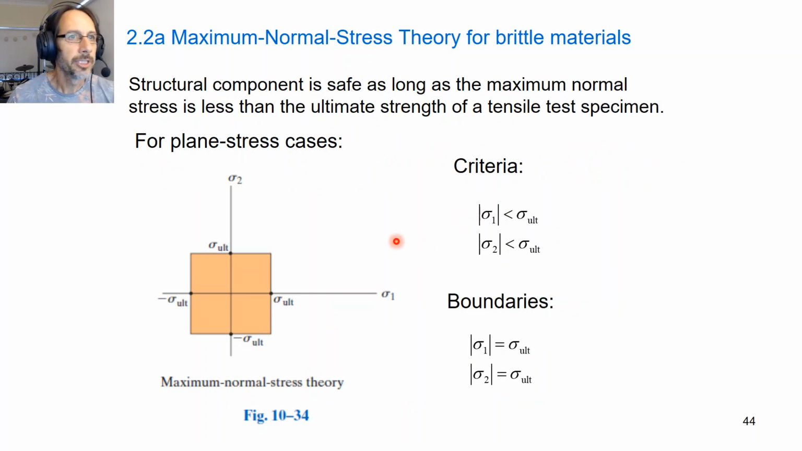Okay, so the criteria. The simple one, maximum normal stress theory for brittle materials, simply says calculate the principal stresses. If they're less than the ultimate tensile strength, then you're safe. If they're greater than the ultimate tensile strength, then you predict failure. This is the case if the ultimate tensile strength is the same in both tension and compression.